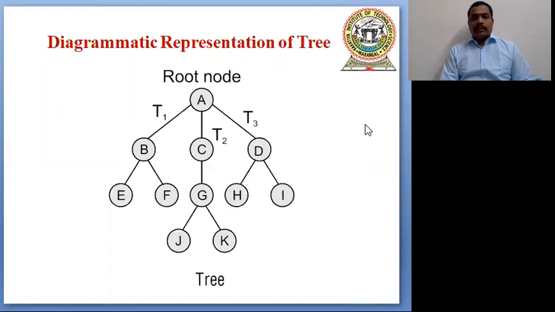This is a diagrammatic representation of the tree. So here A is the root node, because the topmost element of the tree is called the root node. So here three branches are there. This is one of the branches, and this is one of the branches, and this is one of the branches. Each is a separate subtree. So now you know this is the tree, this is the root node, and these are the subtrees, called T1, T2, T3 here.